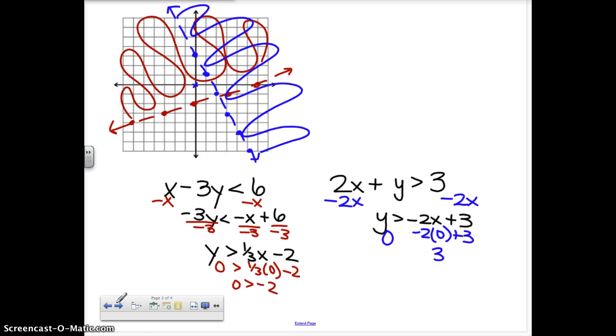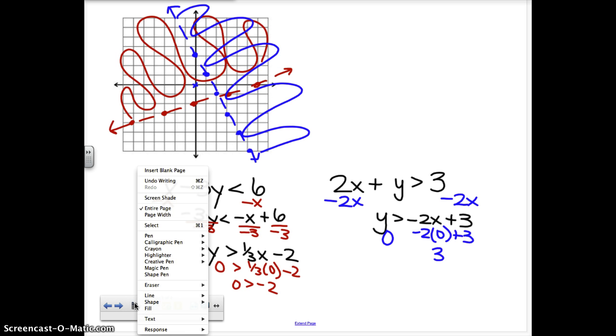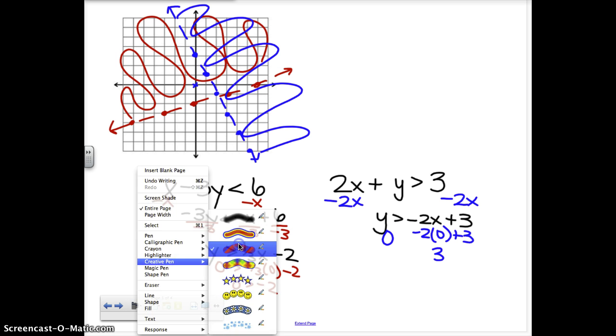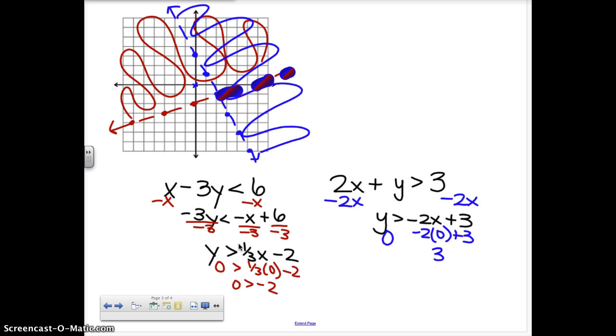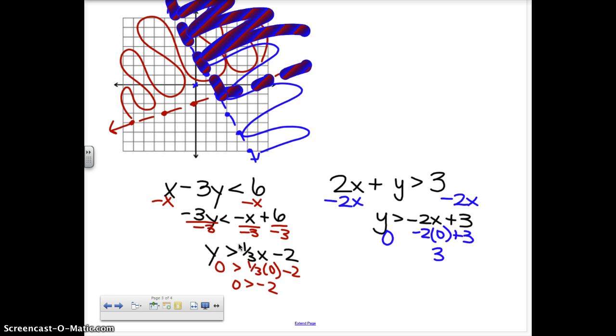Interpret the solution. The solution is where we have an overlap. Okay, so I have a dashed line going this way that acts as one boundary, and I have a dashed line going this way that acts as another boundary. And I want all of the points in that region.